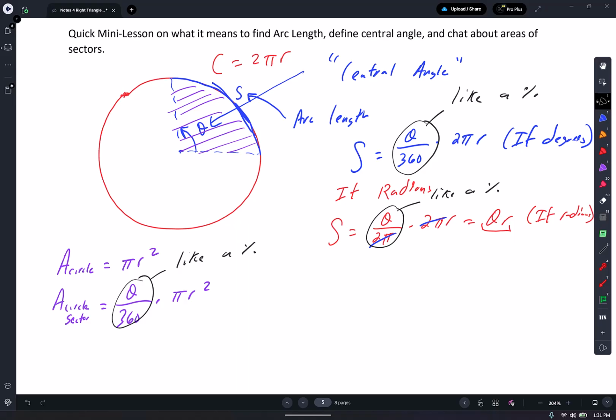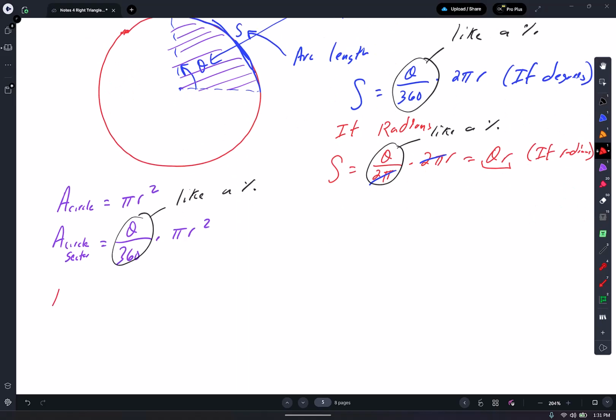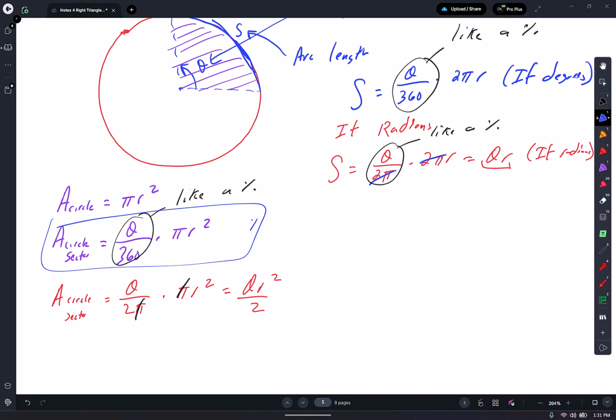If you're in radians, circle sector, then this becomes theta over 2 pi times pi r squared. Notice that the pi's are going to cancel out. And you just get theta r squared over 2. Isn't that cool that it simplifies to that? Wait, what's the first one for? Degrees? Oh yeah, this one here is in degrees. If degrees. And then this one here is radians.